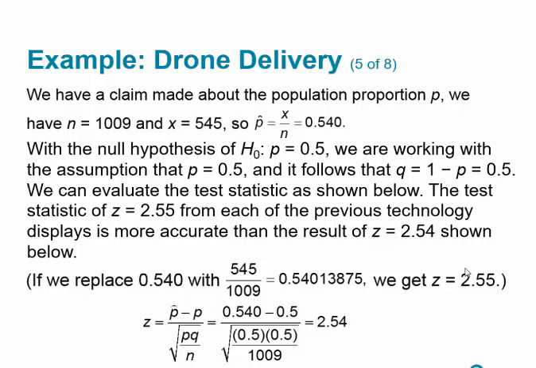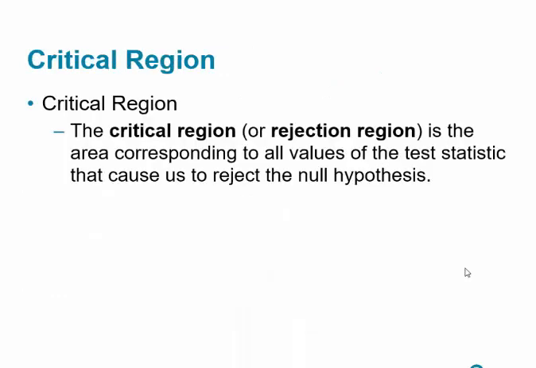The test statistic of z equal to 2.55 from each of the previous technology displays is more accurate than the one below. If we replace 0.54 with the ratio 545 over 1009, we have 0.54013875, so we get z equal to 2.55. Now, if you notice the formula that you use, they got the test statistic 2.54.